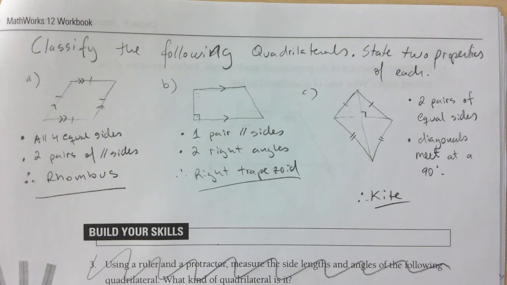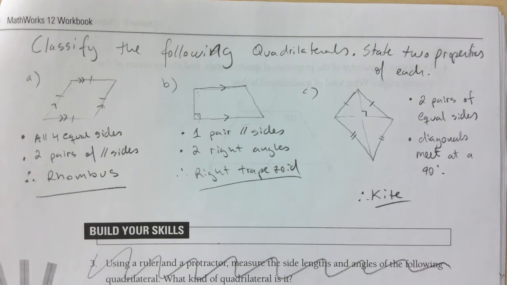So sometimes you'll be asked to actually sketch, right? Sketch a rhombus or sketch a right trapezoid or sketch a parallelogram. And you have to label at least 2 or 3 things that are true about it. Label it on the diagram. So you need to be able to do that as well. So we're going to do that in a bit.